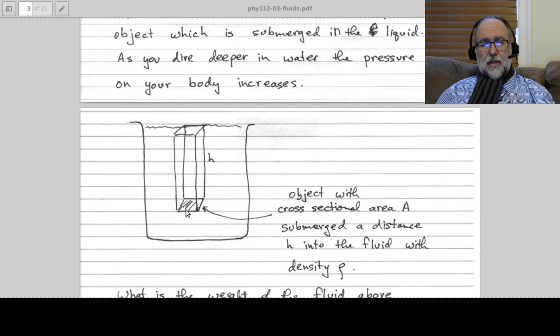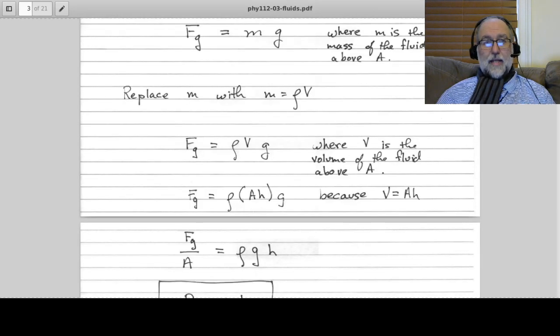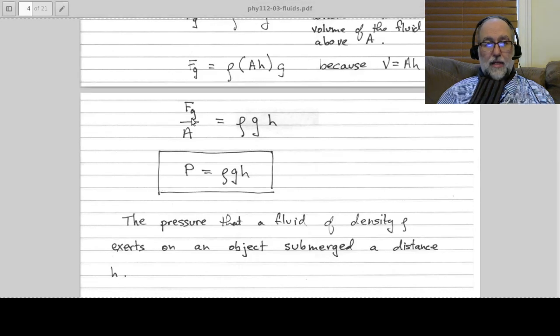Here, if I multiply the length and the width, that's going to give me that cross-sectional area, A. But then if I take that A and I multiply it by H, that gives me the volume. And so over here, I can replace the volume by the cross-sectional area of the object multiplied by H, like that. And the next thing I'm going to do is divide both sides by A. And so over here, I've got the weight of the fluid above the object divided by the cross-sectional area, and that's equal to rho g h, okay?